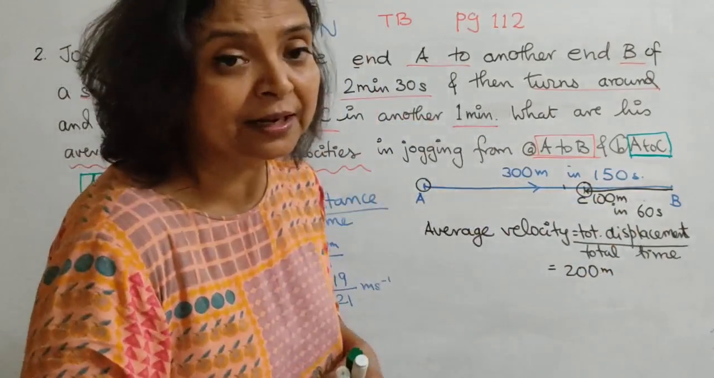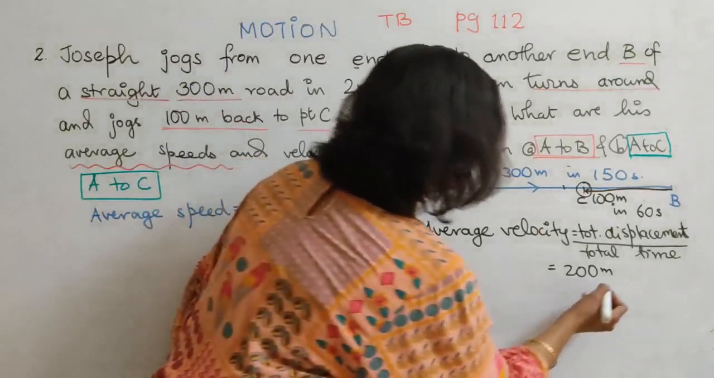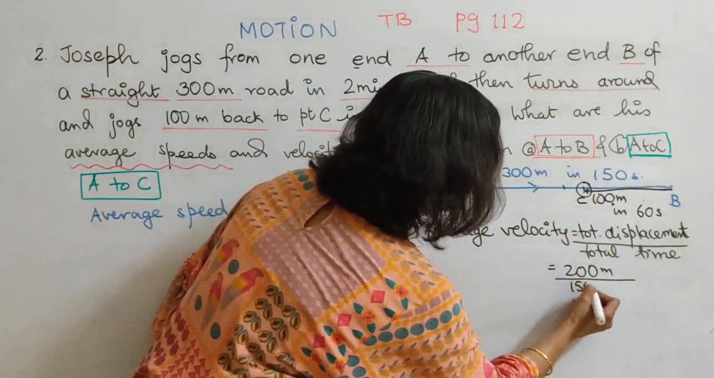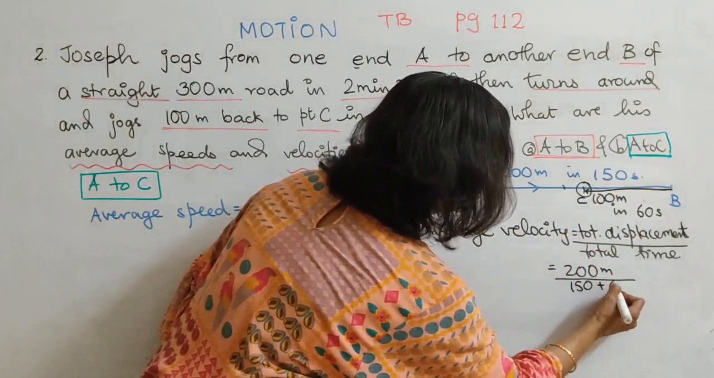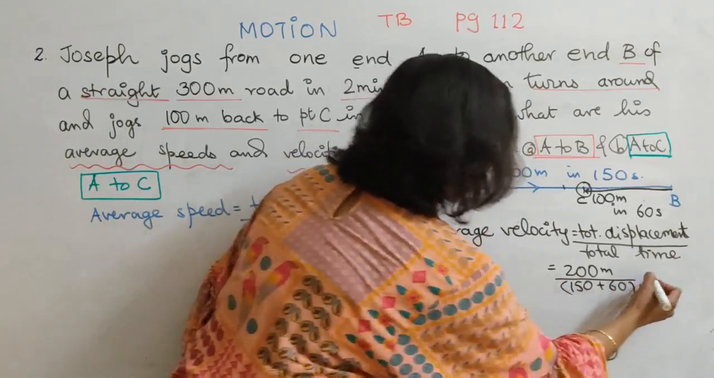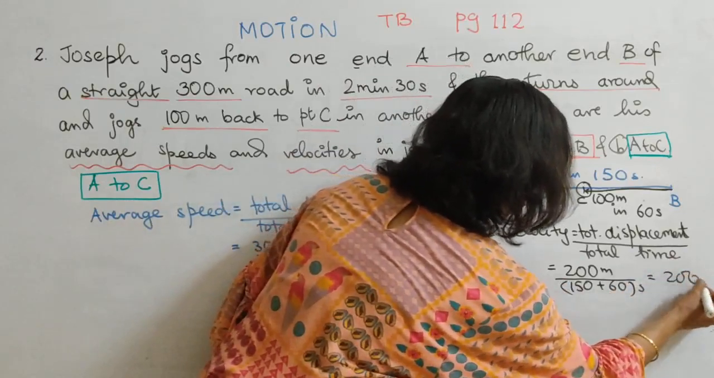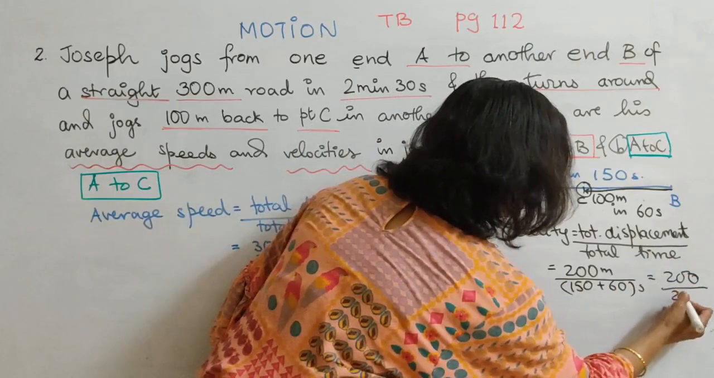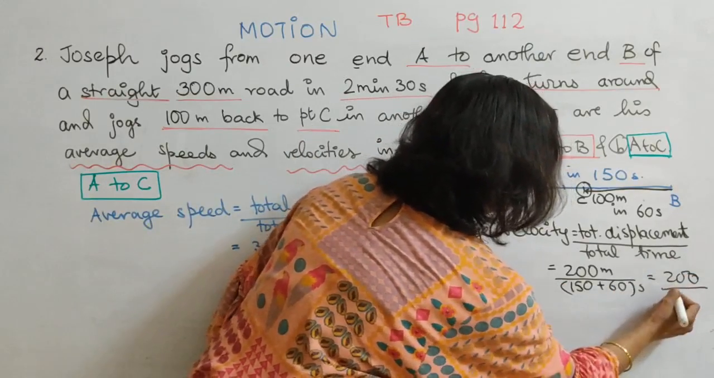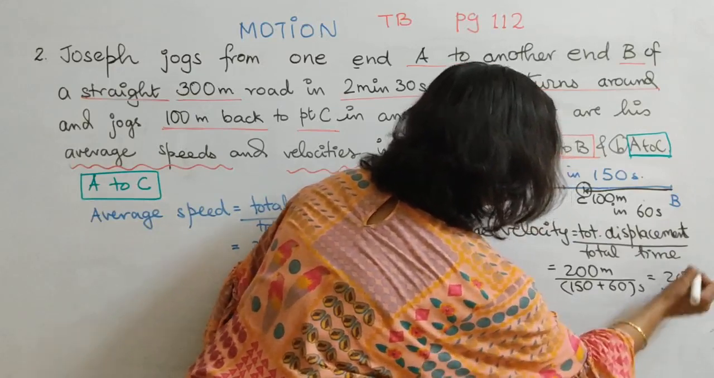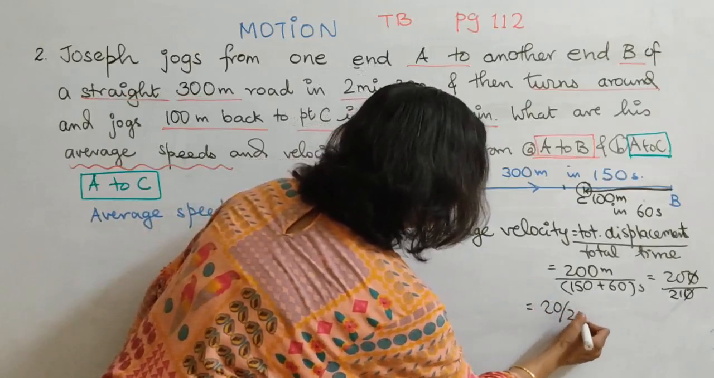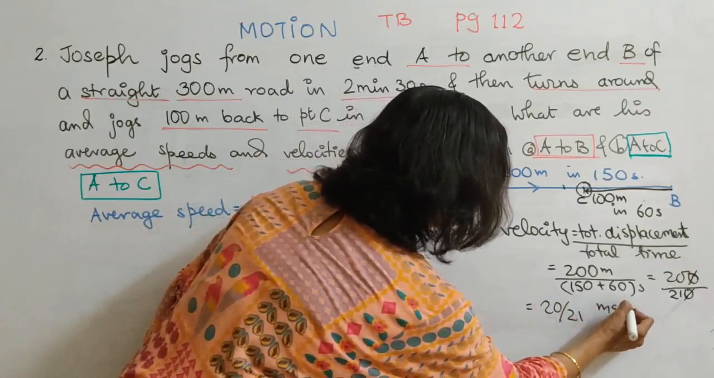However, the time taken is still 150 to travel from A to B and 60 to return from B to C. So it is these many seconds. So it would be 200 upon 210. So the zeros get cancelled. We leave the answer as 20 by 21 meters per second.